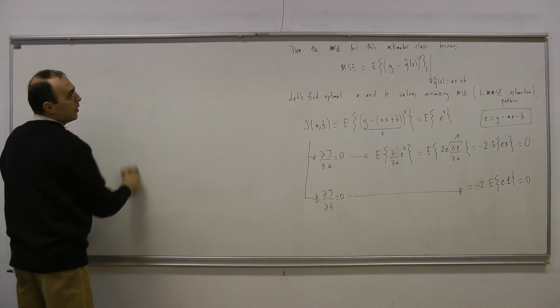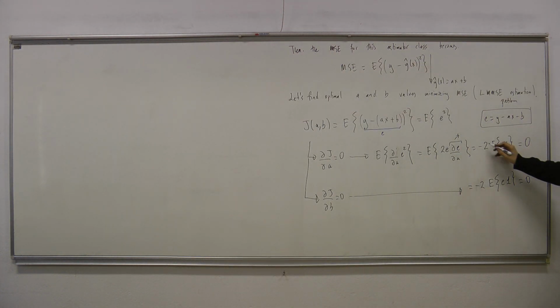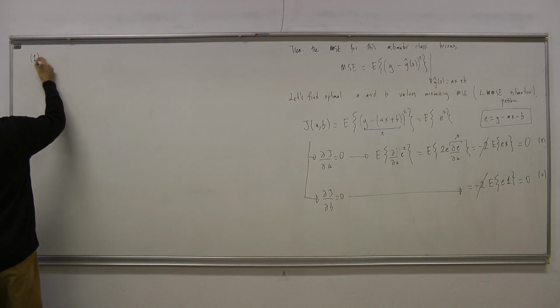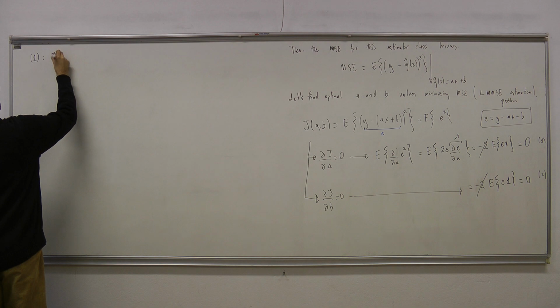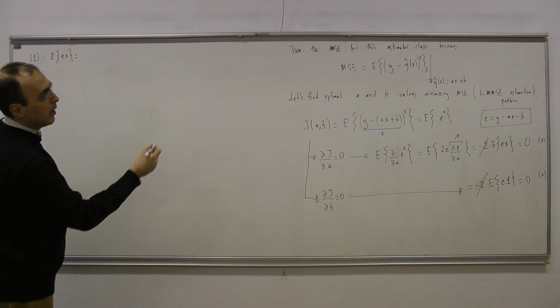That is it. Now I have two equations in a and b, so I need to find the solution of these two equations jointly. I can cancel the minus 2's. Let me call this the first equation and this the second equation. Now my first equation becomes the expected value of e times x. So what's e times x?